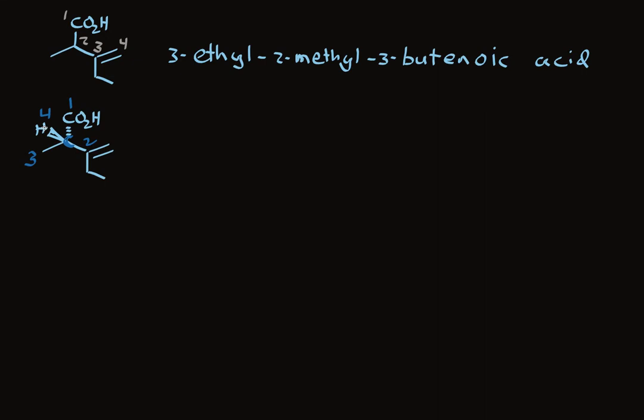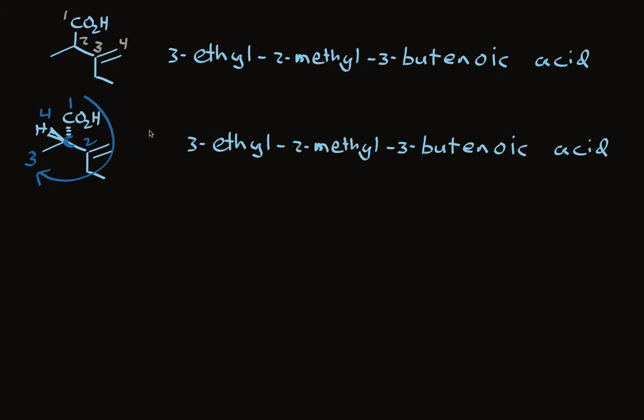Now remember, we go from 1 to 2 to 3, and if the 4th priority group is away from us, clockwise tells us that it's R. But when the 4th priority group is facing us, we get the wrong assignment. And this stereochemistry is actually S. So the full name of this compound is just like above, but we'll put the S stereochemistry in front in parentheses.